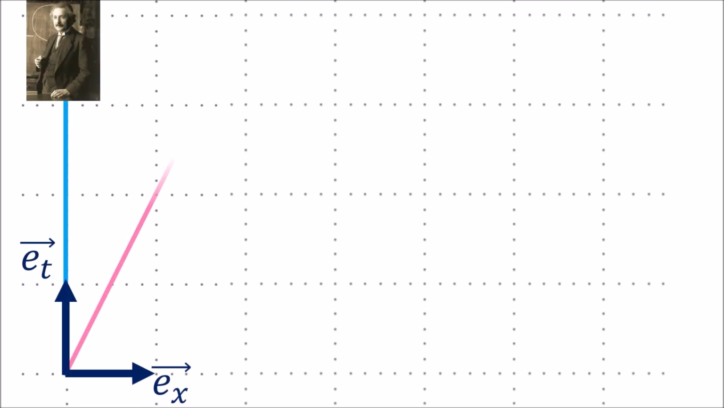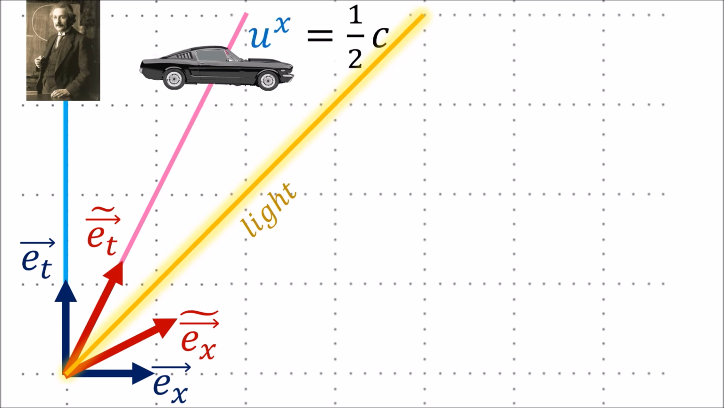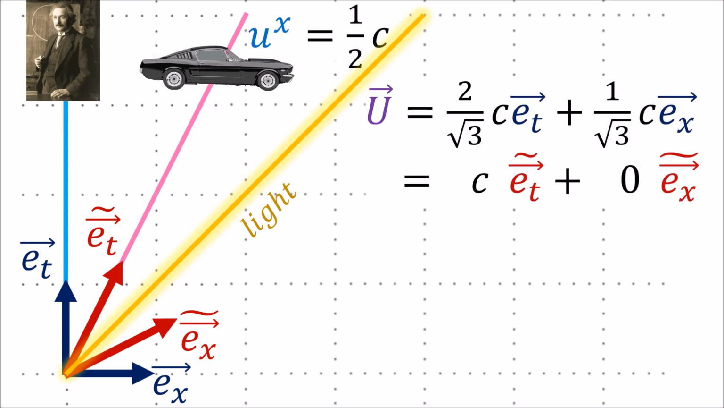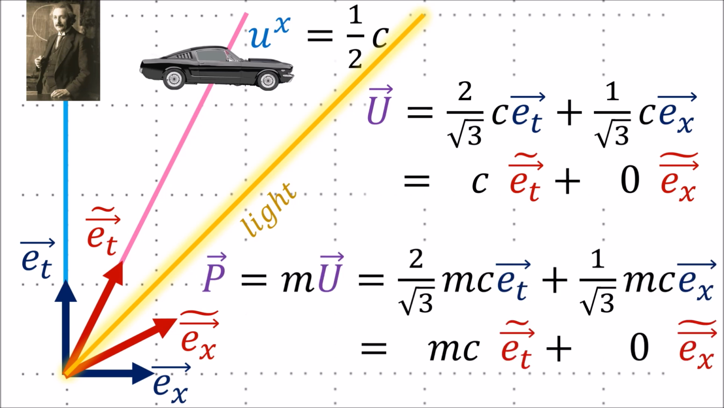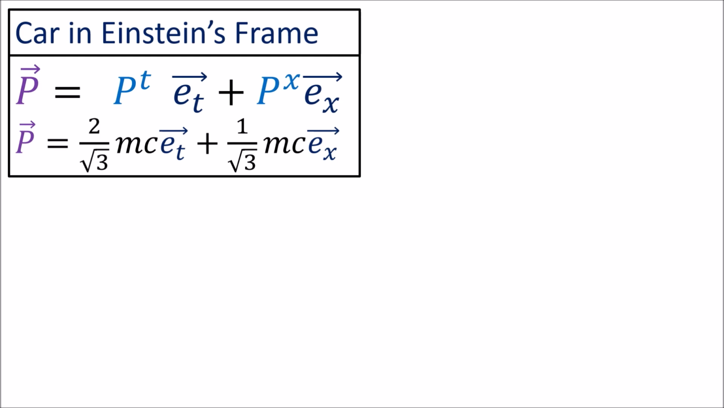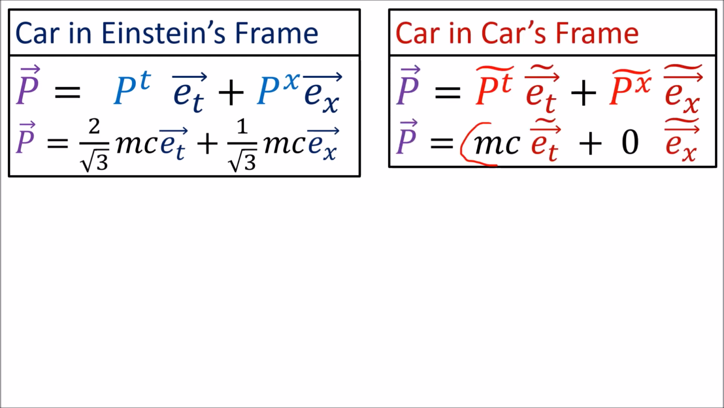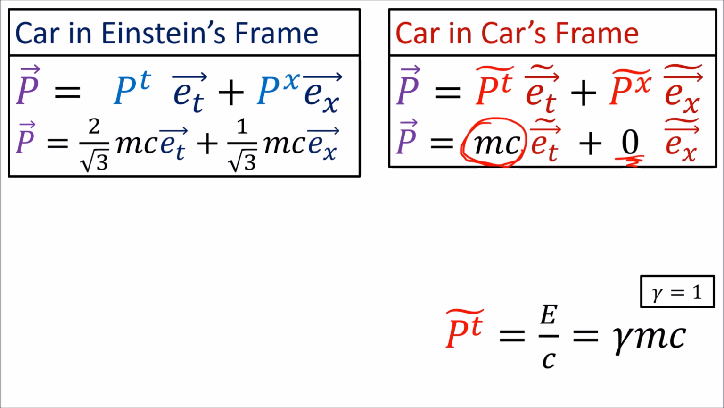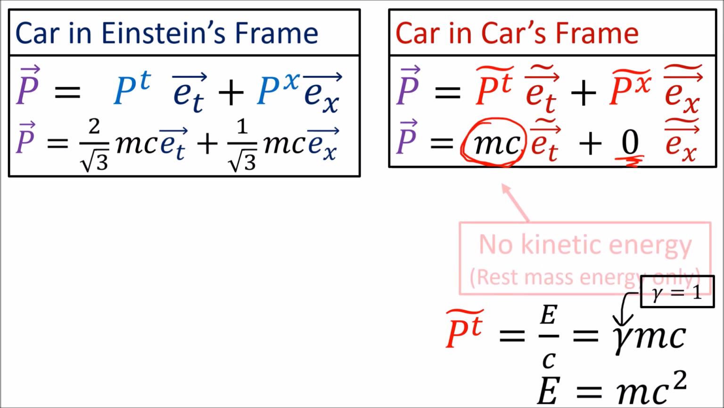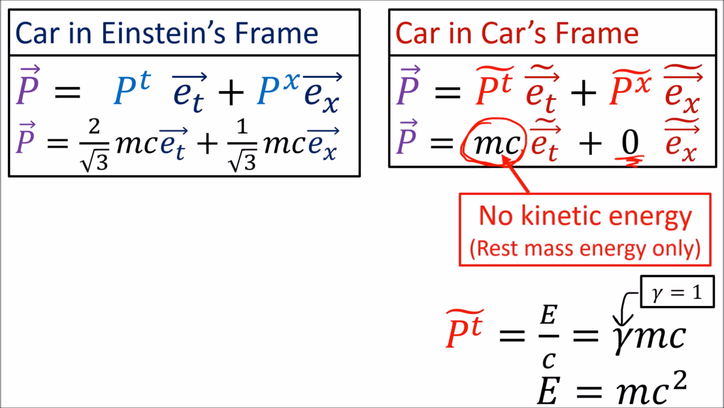Let's take a look at how the 4 momentum vector is invariant by looking at our example with stationary Einstein and the moving car. We already know the 4 velocity vector of the car in each of their reference frames, so we just multiply that by mass to get the car's 4 momentum. Note that in the car's frame, the car's 4 momentum only has the time component and no spatial components. The time component is the car's energy. Since the car doesn't view itself to be moving in its own reference frame, its energy is completely in the form of rest mass energy, E equals mc squared.